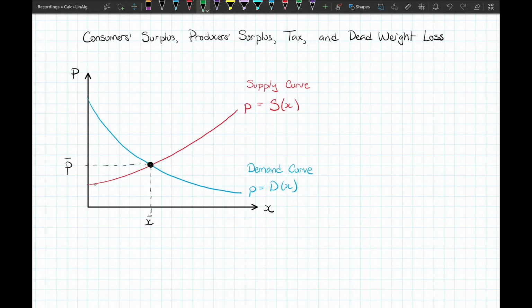That's going to take every point on the supply curve and raise it by a certain percentage. So now we have another curve, and this is going to be the supply curve with tax. Why don't we say that this price is S sub t of x? It's just the supply curve's price with additional tax added onto it. Well, that's going to shift our equilibrium, unfortunately.